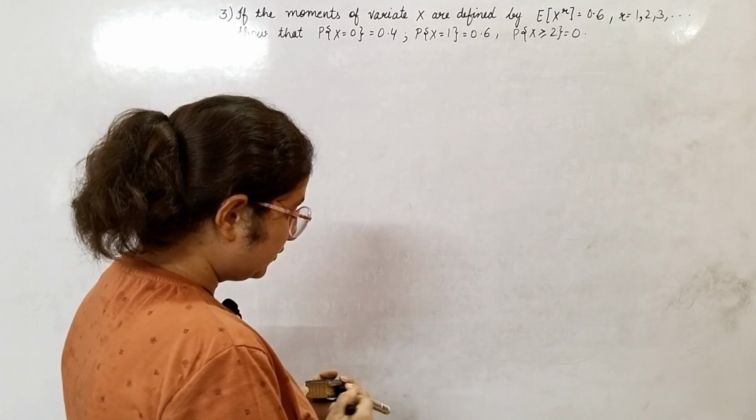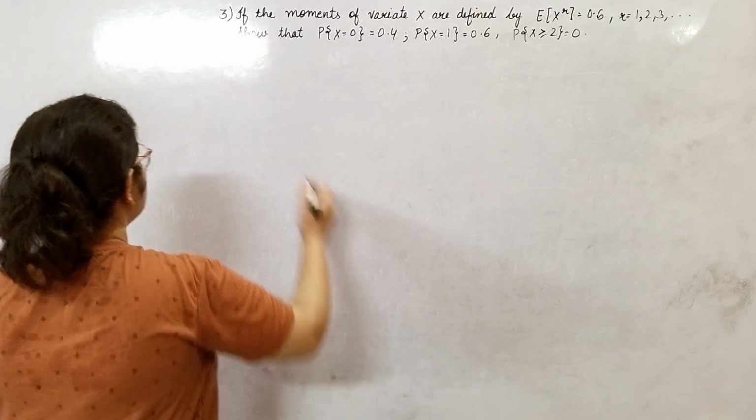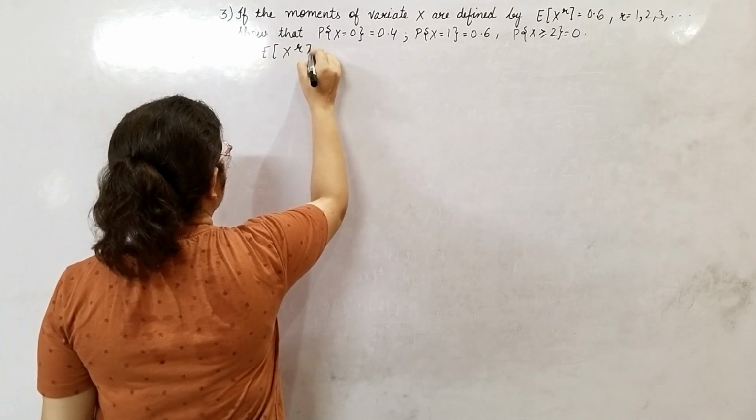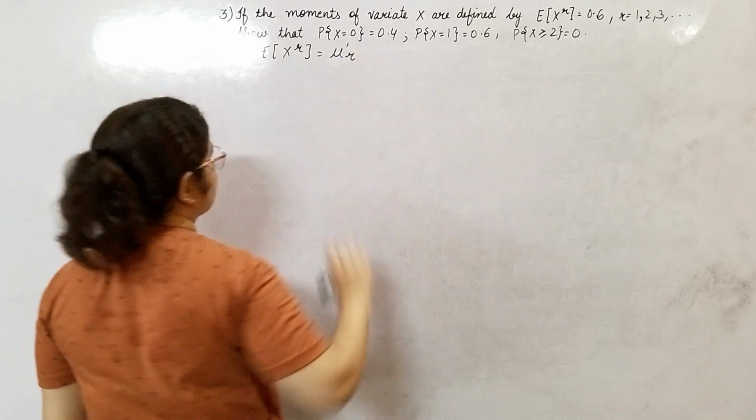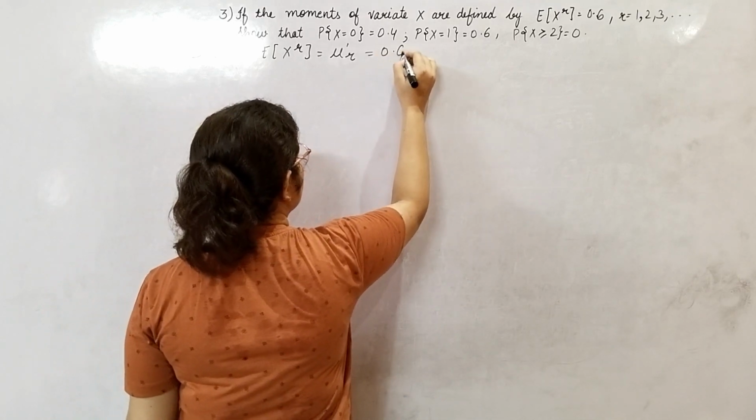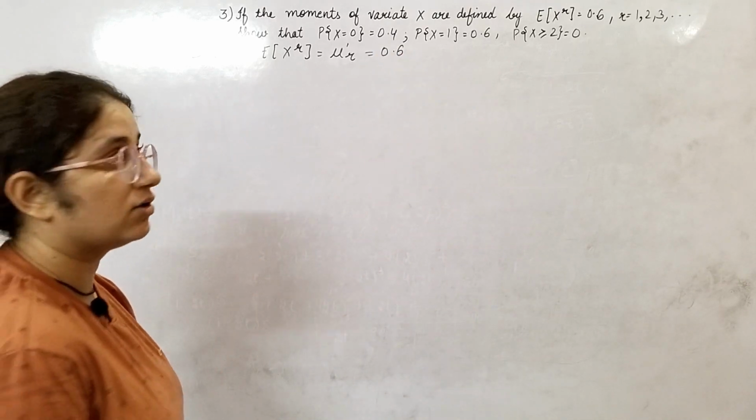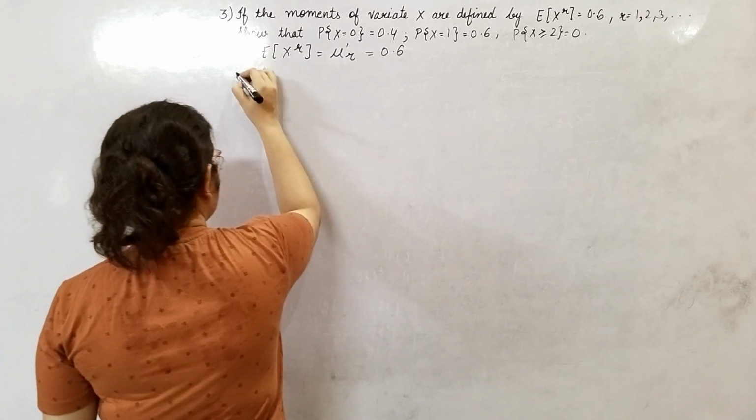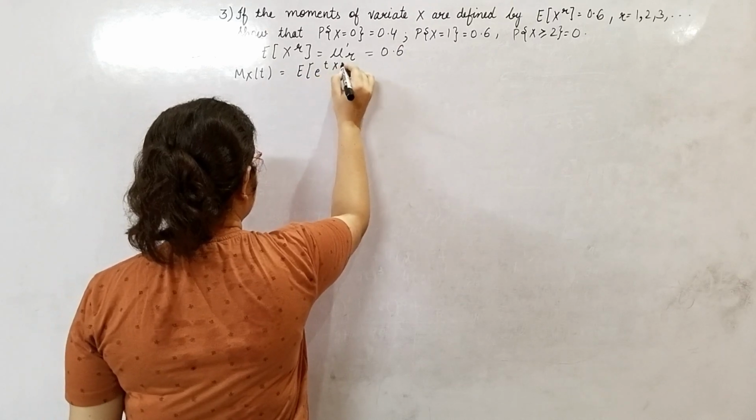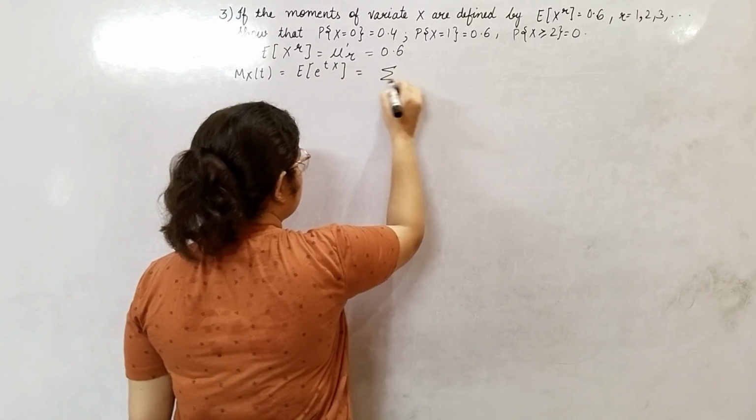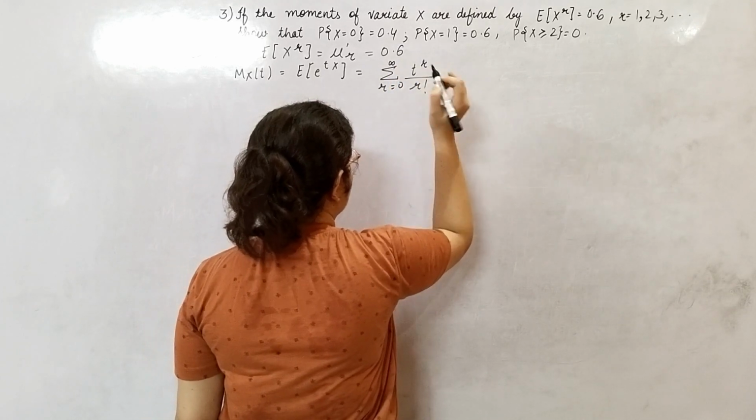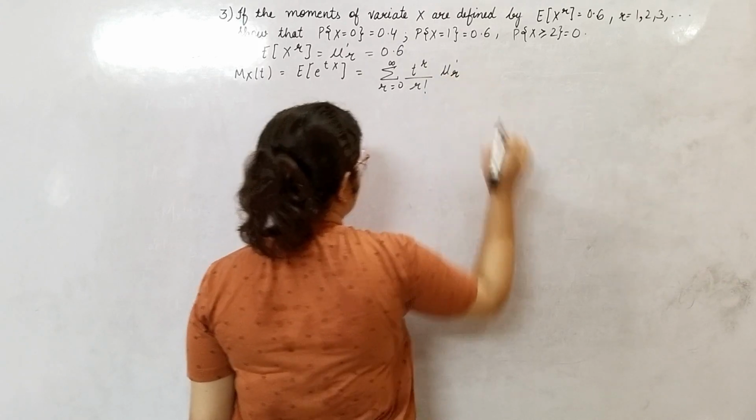Okay, so according to the given information, we know that expectation of x to the power r is equal to mu r dash. This is the formula we know. That means here the value of mu r dash is given to you, which is 0.6. Okay, that is a constant value. Now the moment generating function Mx(t) is equal to expected value of e to the power tx, that I can open as summation r from 0 to infinity t to the power r upon r factorial mu r dash.